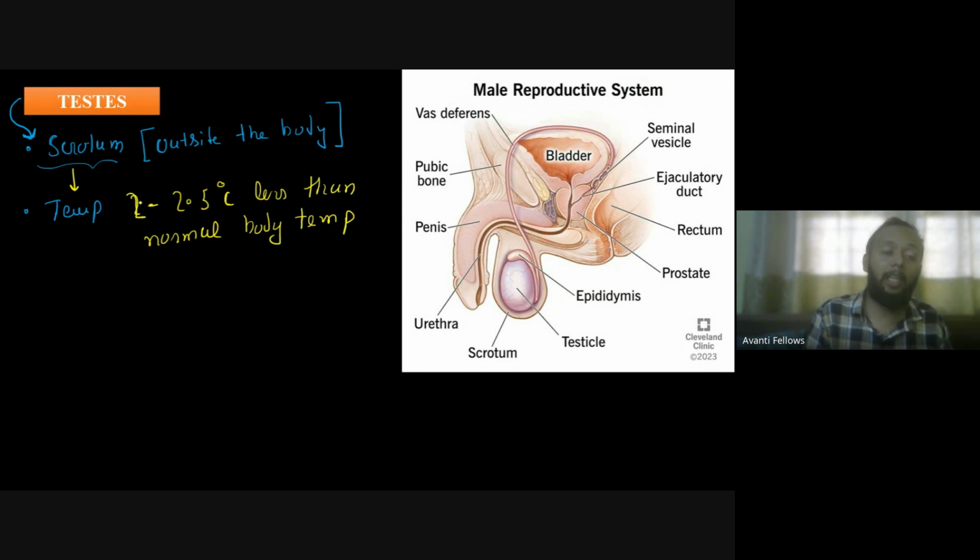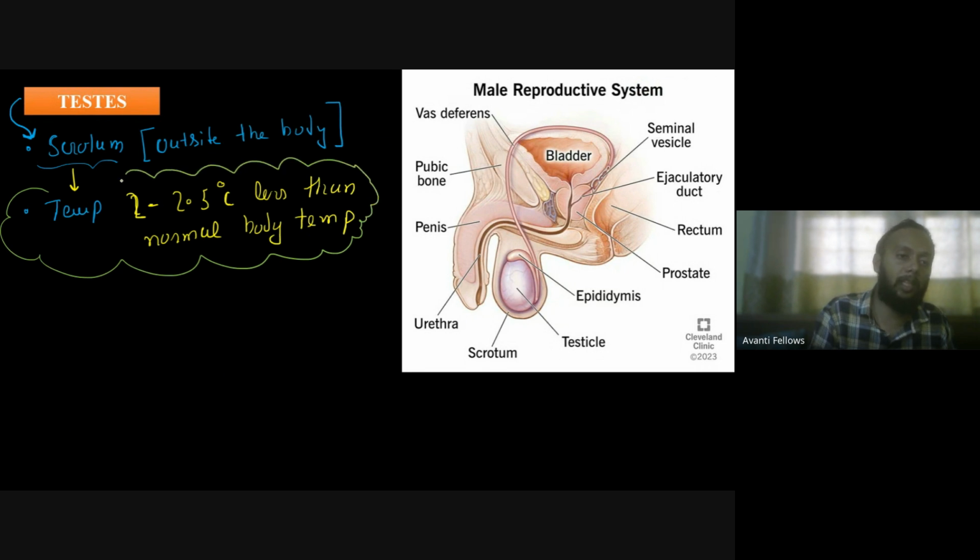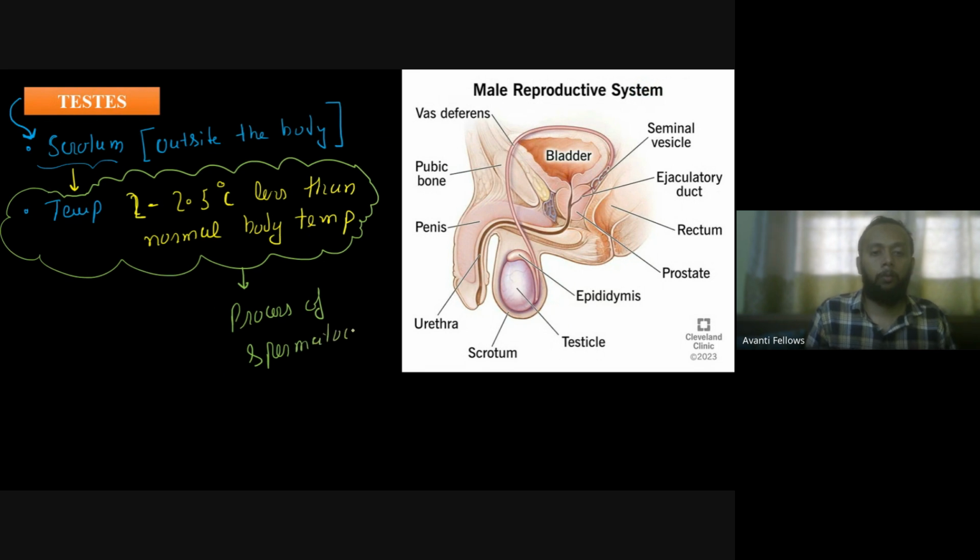Now this temperature is essential for the process of spermatogenesis. The temperature I have mentioned here is super essential for the normal process of spermatogenesis, that is, sperm formation. So you need this temperature for sperm formation, and that is why the scrotum is outside the body and the testes are kept inside the scrotum.